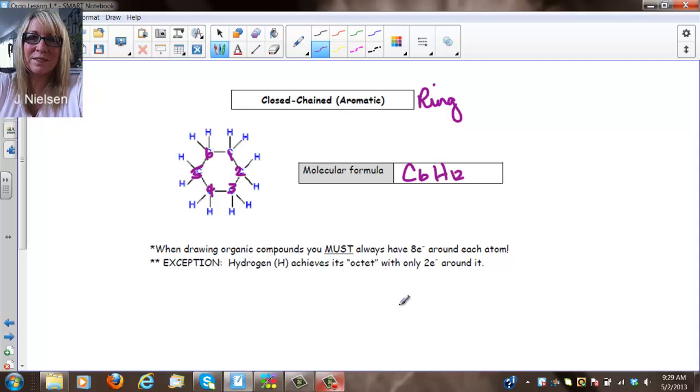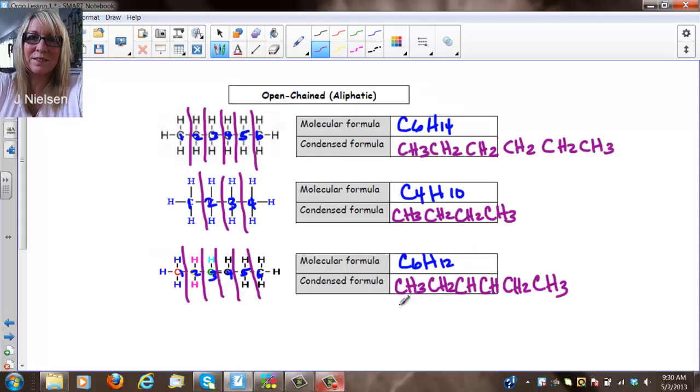So I want to point out something. See how this molecular formula is C6H12? And notice how this was also C6H12, but they look very different from one another. It's because they are completely two different compounds. Different name, different properties.